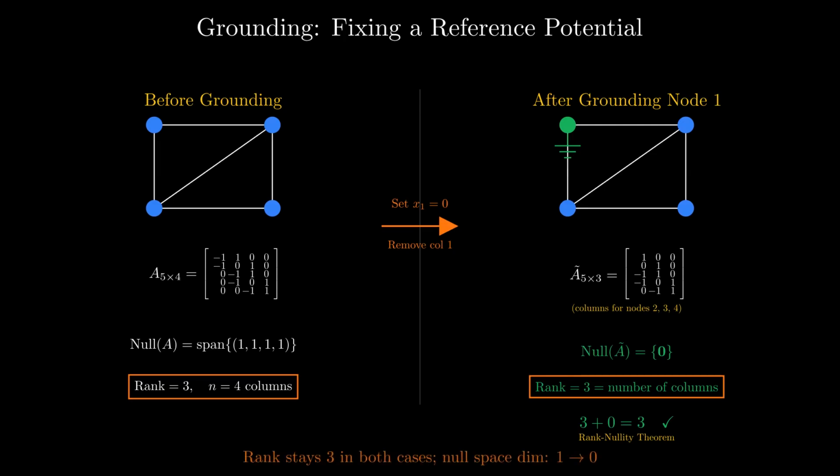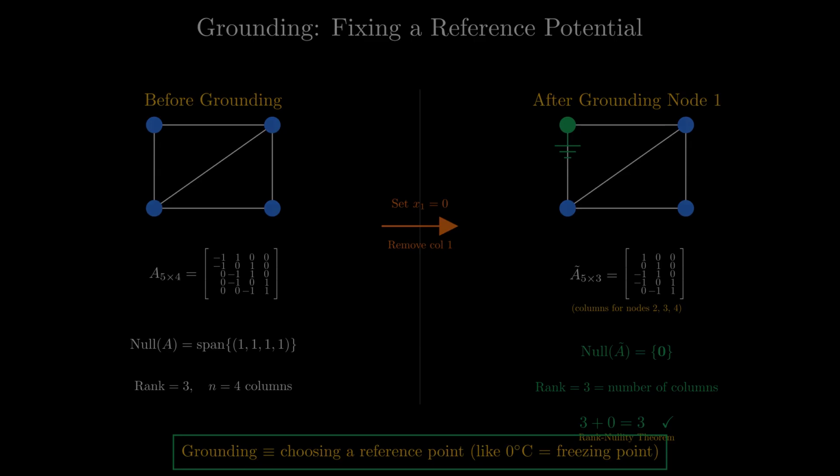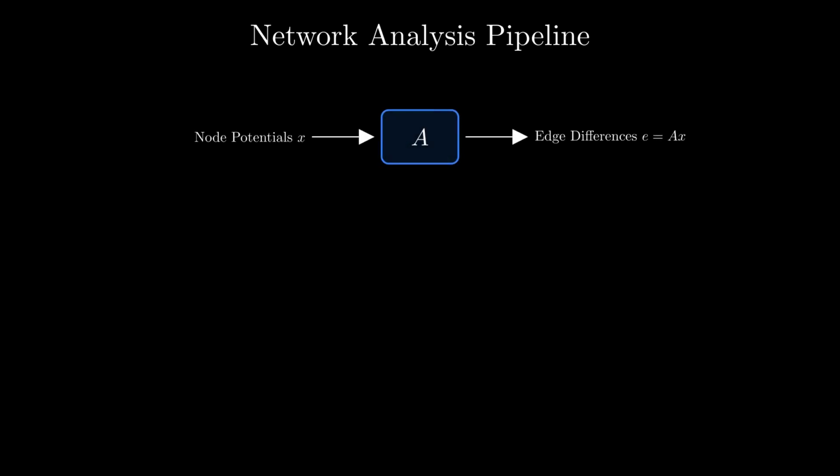Notice that the rank stays at 3 in both cases, but the null space dimension drops from 1 to 0. Grounding is not a hack. It is choosing a reference point, the same way Celsius chooses the freezing point of water as its 0. The incidence matrix is actually the first stage of a 3-stage pipeline for network analysis. Let me walk you through each stage.